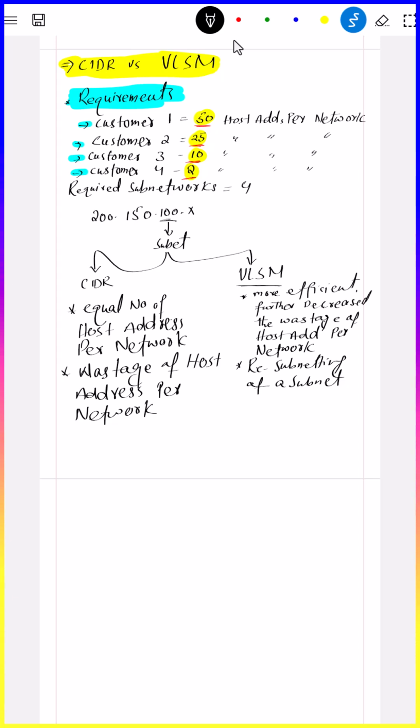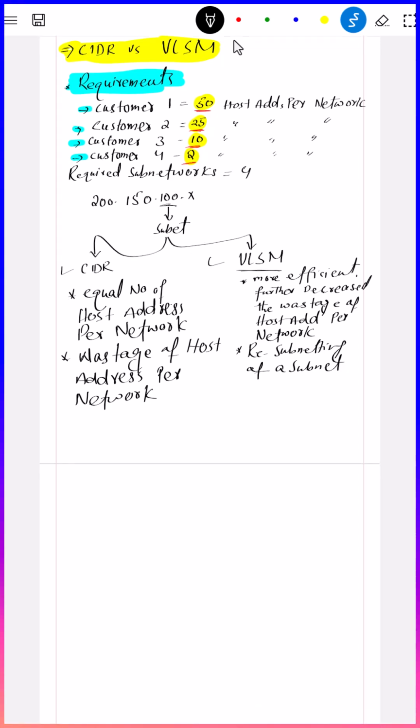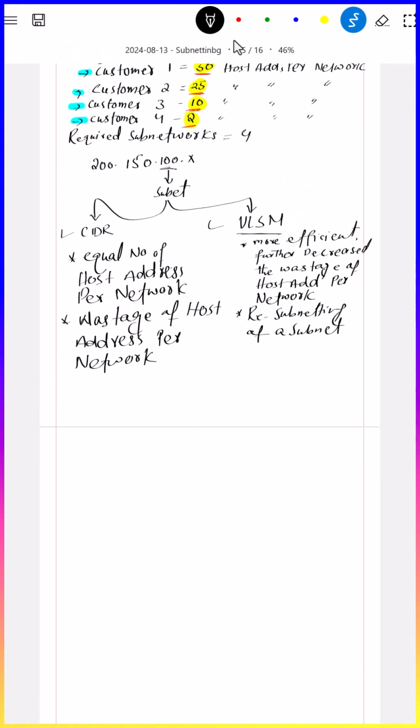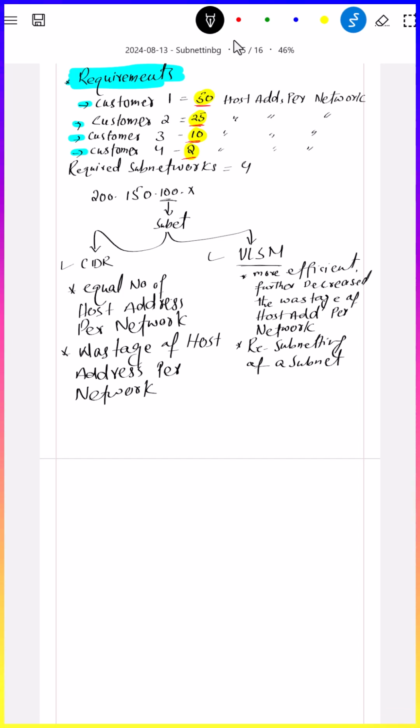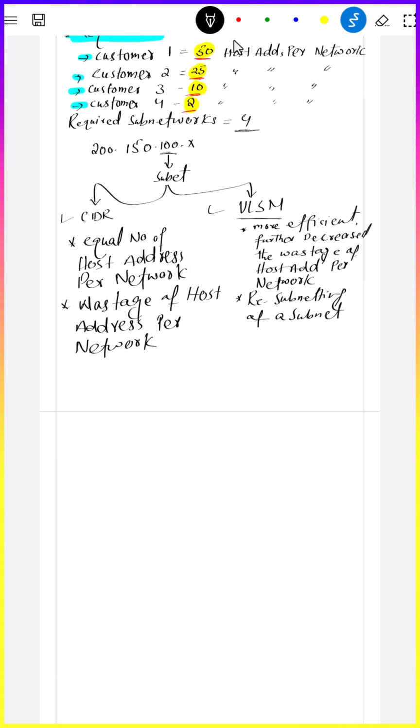Okay, now let's prove it: how it will give us a fixed number of host addresses per network, how it will waste our addresses, and how VLSM is more efficient. So first of all we will go through CIDR, then we will go to VLSM. Okay, so let's carry on. Before that, how many subnetworks are required? 4 subnetworks.